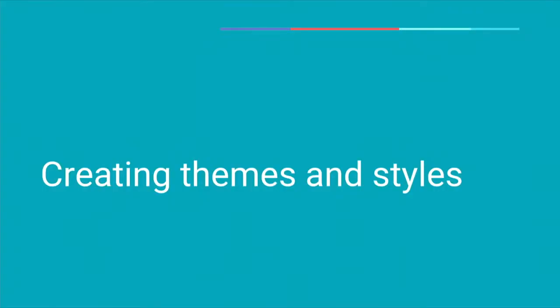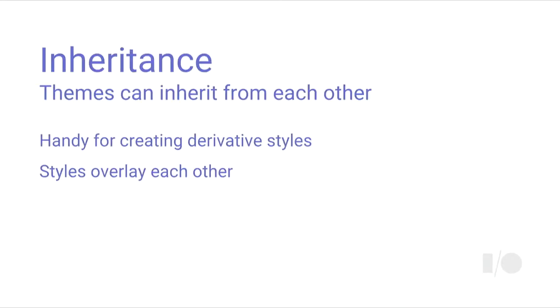So hopefully now you know the difference between themes and styles. So let's have a look at the intricacies of actually creating them. One of the things that you can do with styles is that they support inheritance. Now, themes and styles can inherit from each other, which is handy when you're creating derivative styles, and you'll see examples in a minute. The important thing to know is that they overlay each other.